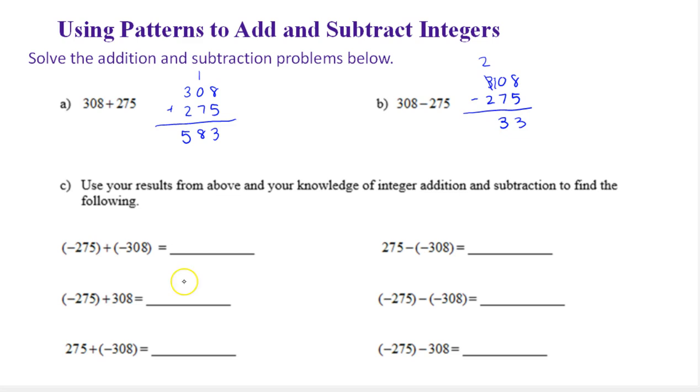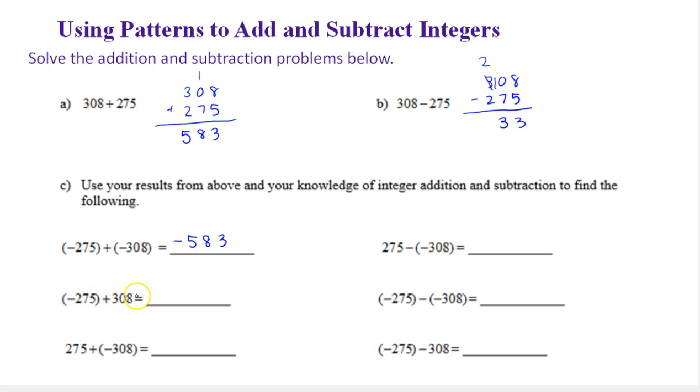So let's start on the left with our addition problems. Notice that both of these numbers are negative. So if they're both negative, we're going to find the sum of the absolute values. The absolute values are 308 and 275. It doesn't matter which way we add them, which is why it's nice to rewrite these as addition problems. These were addition already, but we'll rewrite these as addition. And since these were both negative, our result is negative.